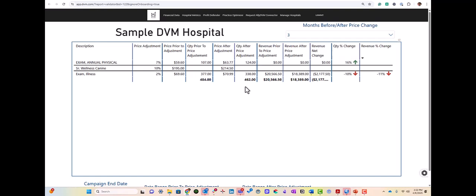The ones that make me more nervous are this exam, where the price went up 2%, but it went down 10% in quantity. So what that tells me is, okay, was that 2% finally the amount of price that just drove our clients not to do it? Or did our staff in the hospital decide it was too expensive and they started charging a different SKU? So it'll give you an idea of where to look to see exactly what happened with that.